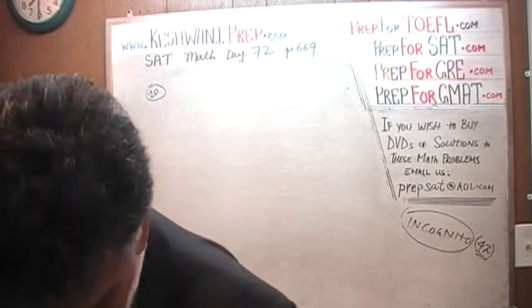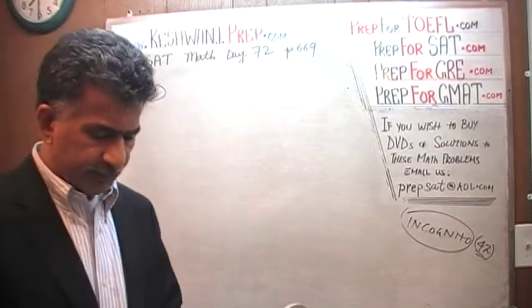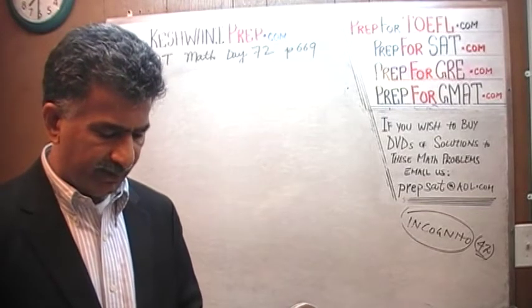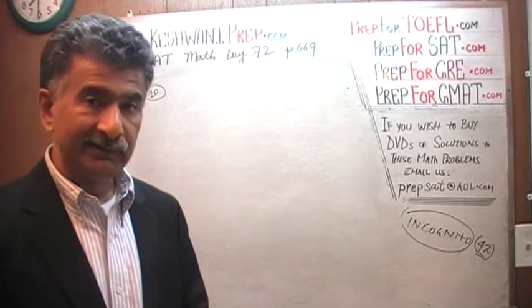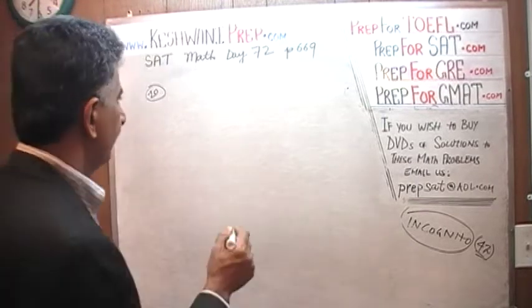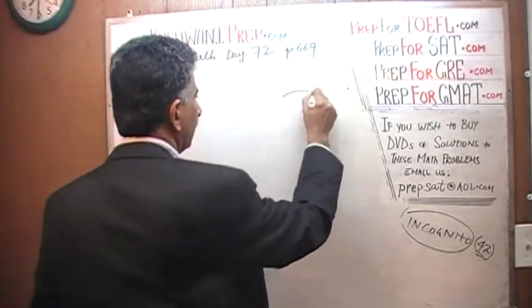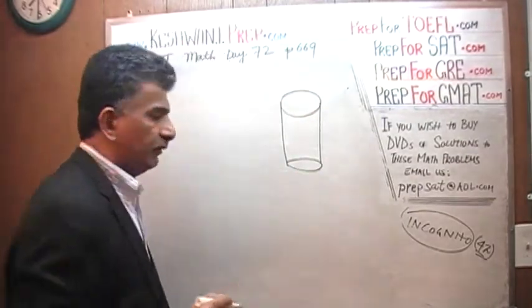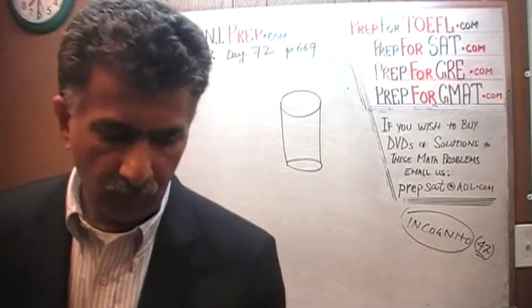A right circular cylinder with the radius 5 and the height 4 has a volume of V. Alright, so here's a right circular cylinder. How do you find the volume of a cylinder?